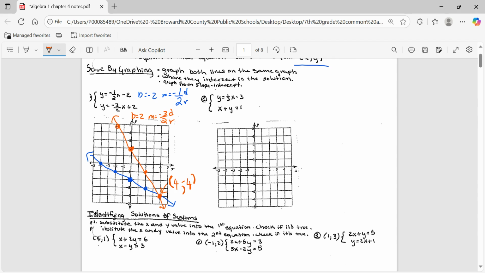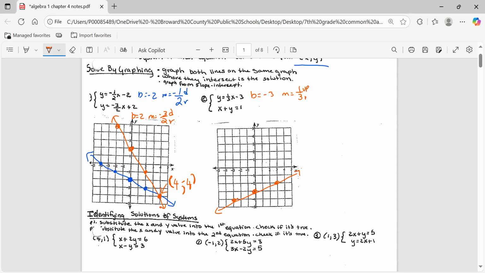So number 2, I'll do the first one in orange. That means my y-intercept is at negative 3 and my slope is 1/3. That means I go up 1 and right 3. My y-intercept is at negative 3, up 1, right 3. If I can't go up and right, I could go down and left. So there's my line.